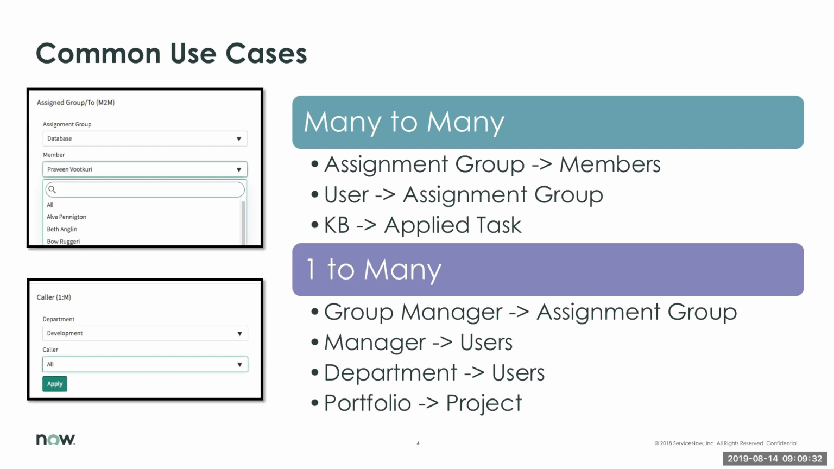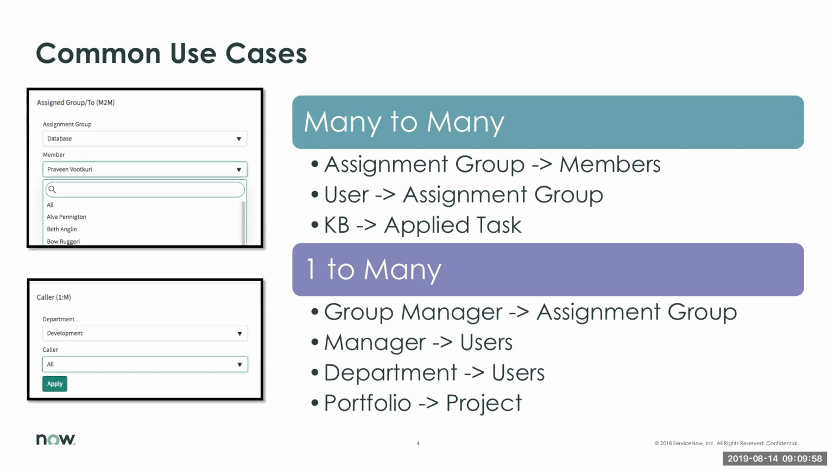Also very common is one-to-many. So the many-to-many is using a many-to-many table for both sides, but the one-to-many is where we're driving things off of one table to get to the other. So given the group manager, I can get the assignment group. Group manager is on the sys_user_group. So I pick a manager, I will then see their assignment groups. Pick a manager, it'll show me their users that report to them directly. Pick a department, show me their users. Pick a portfolio, get their projects.